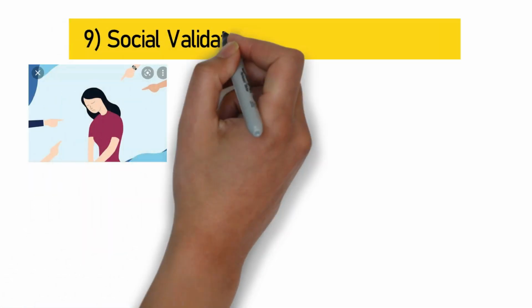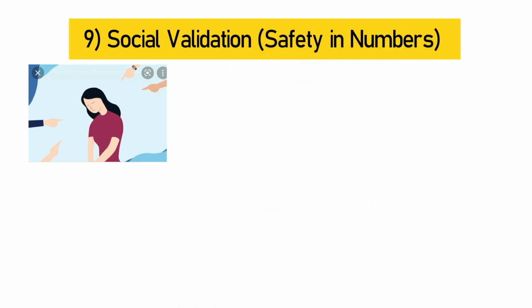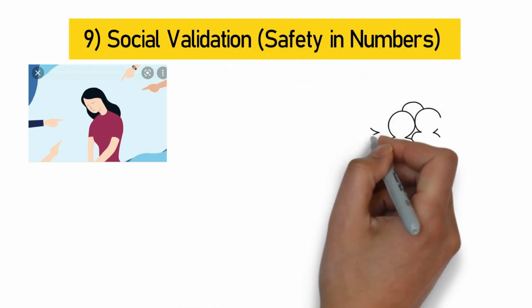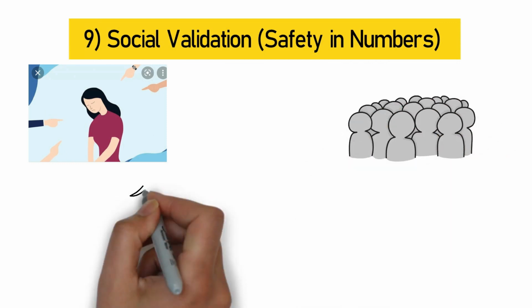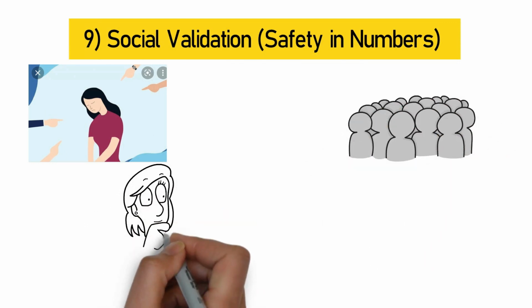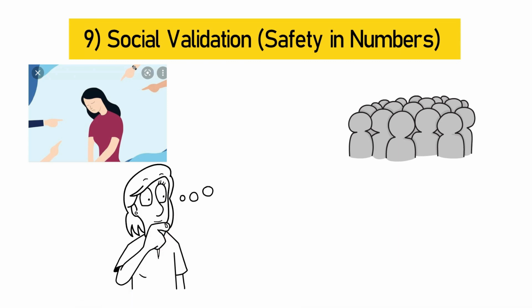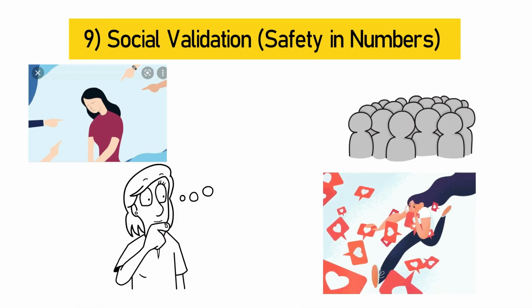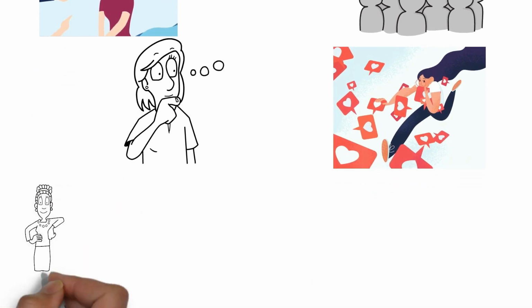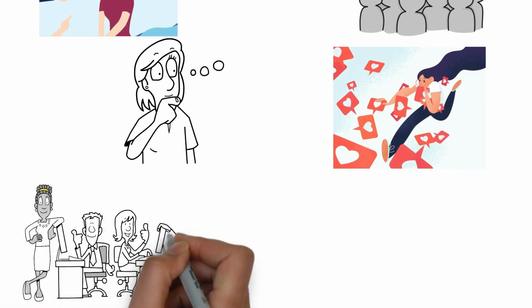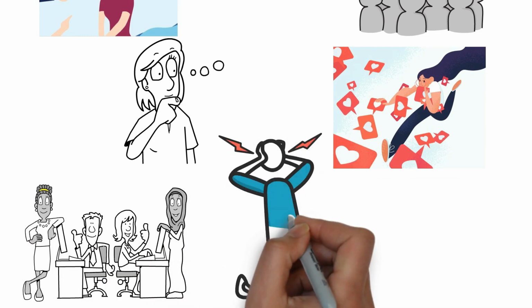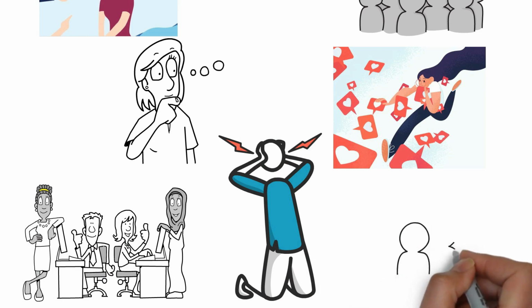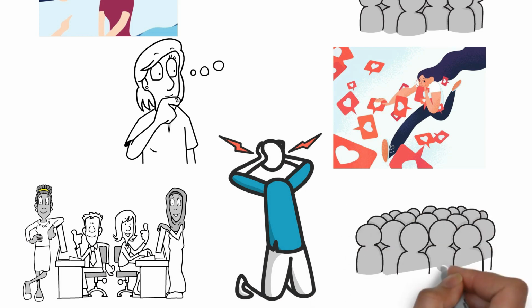Number 9, social validation, safety in numbers. Humans are one of many social species, which include bees, ants, and chimps, to name a few. We have a natural instinct to seek safety in numbers, and we will seek social guidance in our actions. This instinct not only fosters a sense of unity and culture that would otherwise be impossible to achieve, but it also leads us to do foolish things if the rest of our group is doing the same.